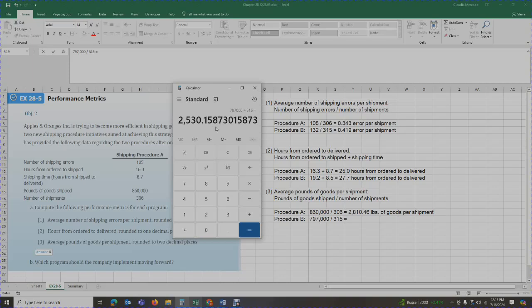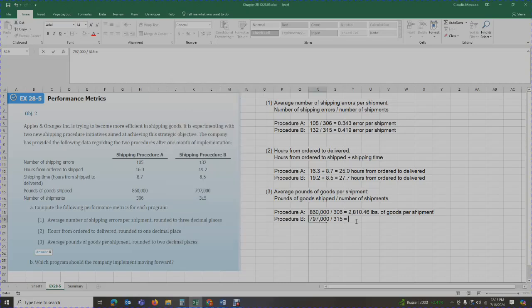And why am I rounding? Because that third digit is greater than a 5. If it's greater than a 5, that second digit is increased by 1. Okay? So it'll be 2,530.16 pounds of goods per shipment.